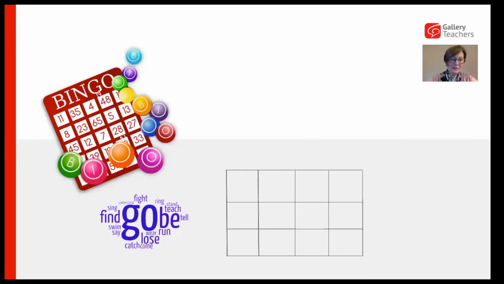Another very popular game is bingo. You all know this, it's when you have the numbers, and you put the numbers on the board, on the grid, and then one person says the number, and if you have this number, you need to cross it out.